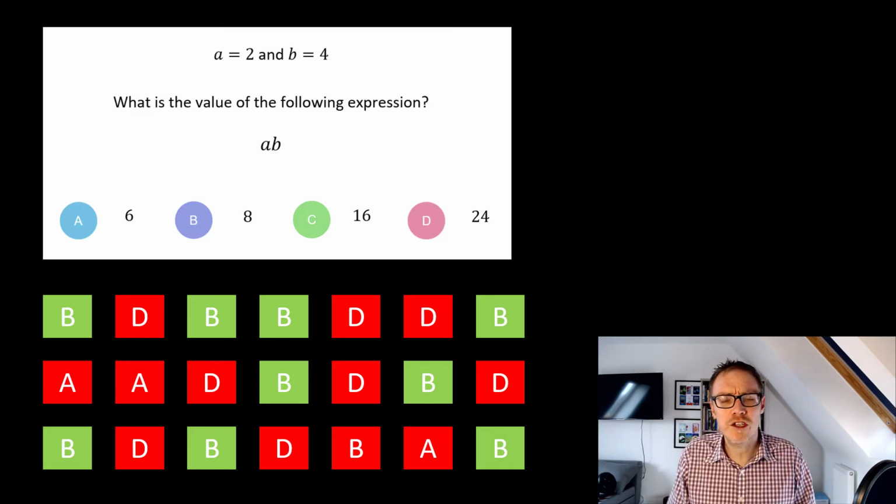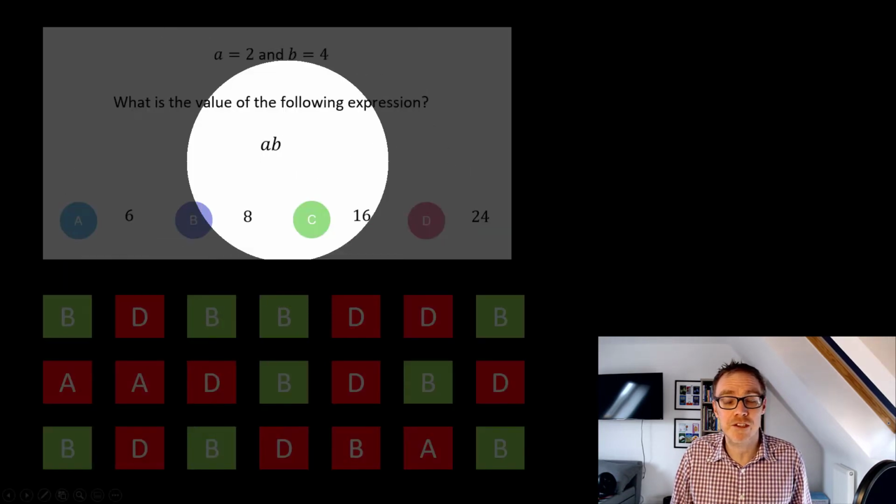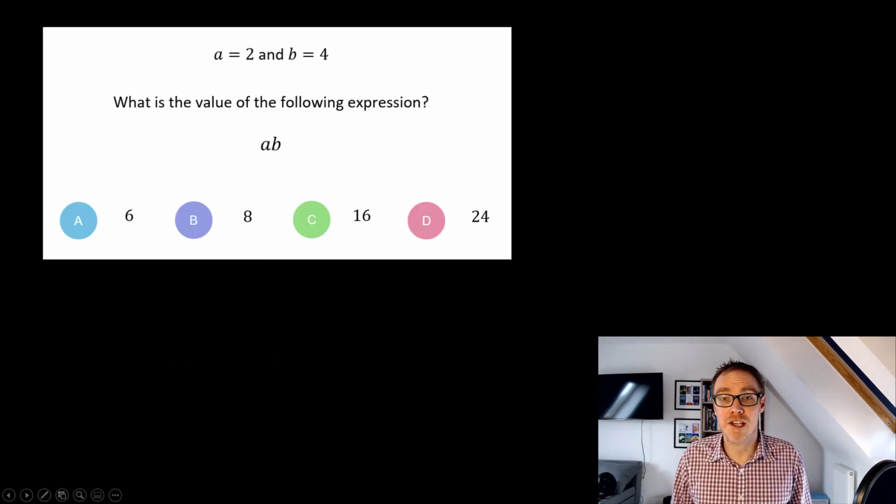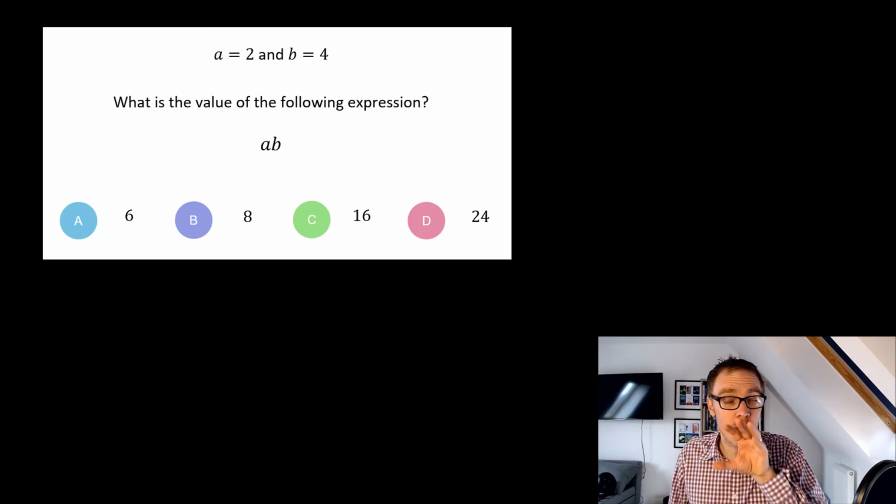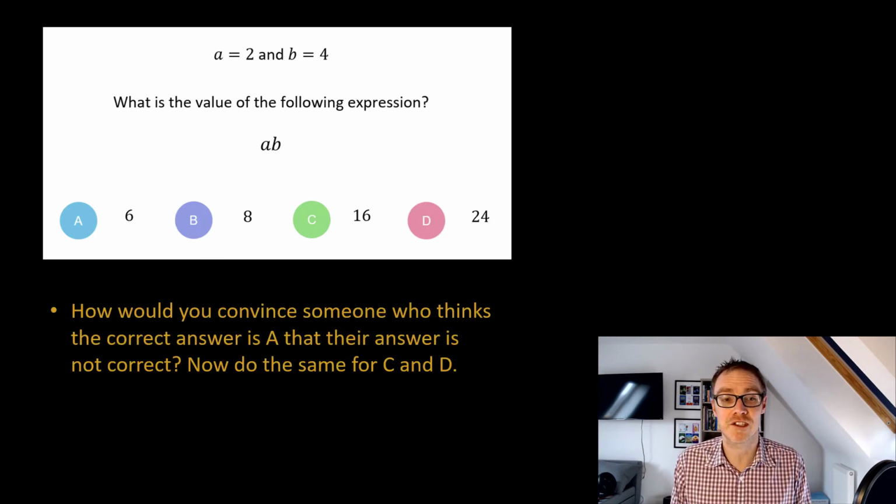But what am I going to do with the students who've got this question correct? I don't want them sat around doing nothing. But at the same time, I don't want to have to think of another activity to give them and hand out another worksheet or something like that. So what I'm going to do instead is I'm going to ask them two of my favourite questions based around this diagnostic question. So I'm going to say, okay, if you're happy with this, you've got it right and you're happy with it, I want you to do one of these challenges. So I'll either ask them to do this. How would you convince someone who thinks the correct answer is A that their answer is not correct? Now do the same for C and D.